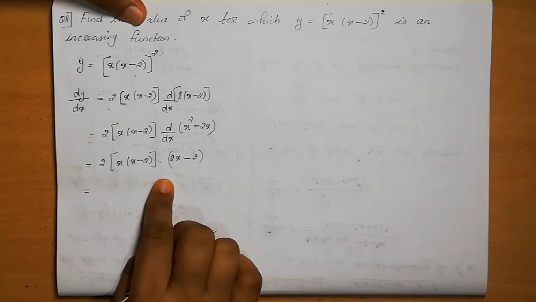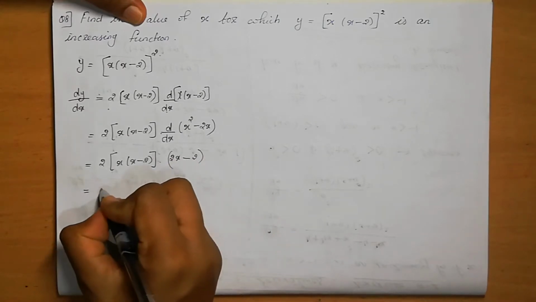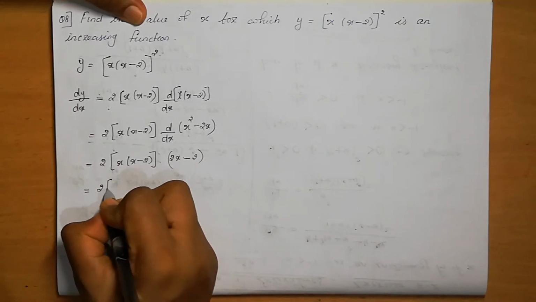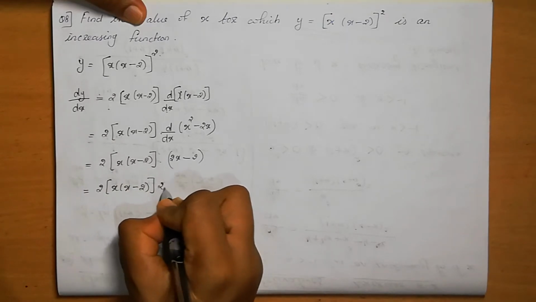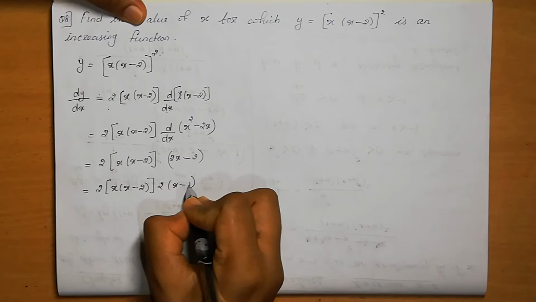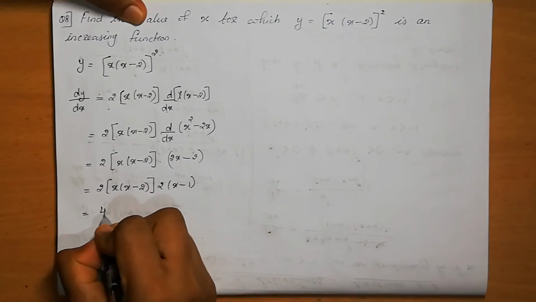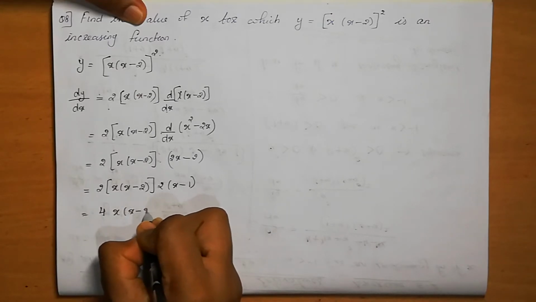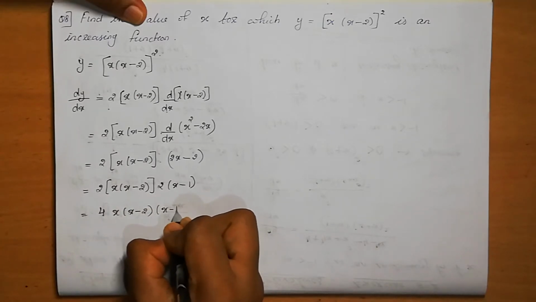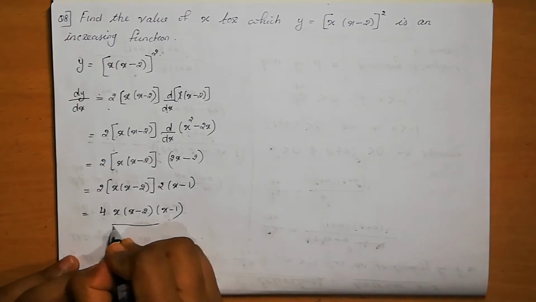This is the derivative. So from here we can take 2 common, what we can write? 2 into (x minus 2), 2 into (x minus 1). The 2 we are multiplying means 4 we can write. Correct. 4 into x into (x minus 2) into (x minus 1). This is the derivative of this function. This is the first derivative.